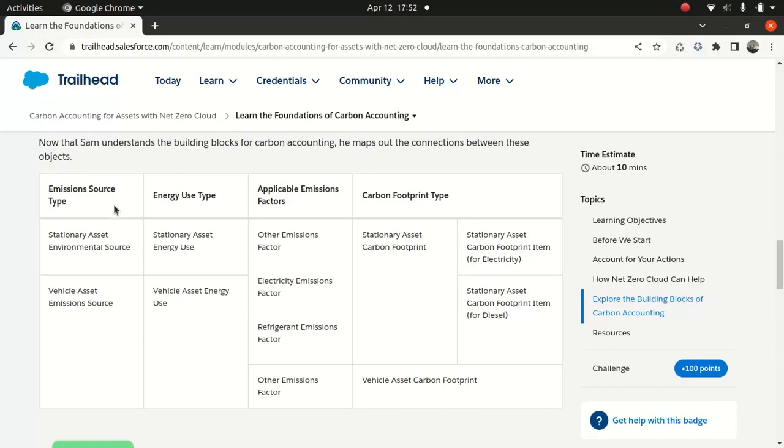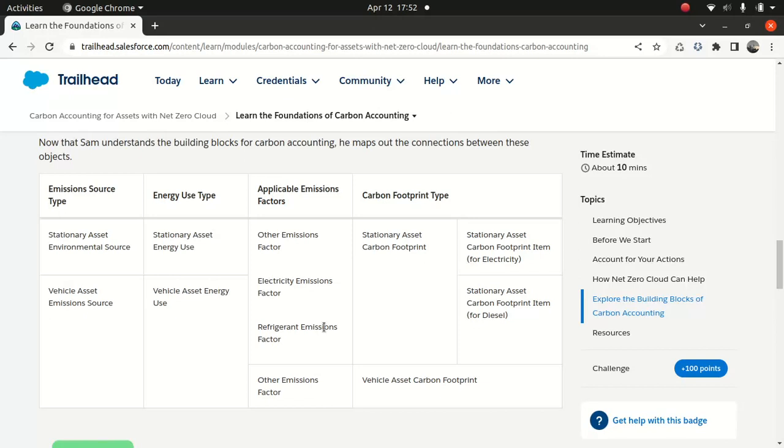is something you can look at. Emission source. There are two kinds you mentioned. He means Sam, example as part of Trailhead. Stationary asset, vehicle asset, energy type, carbon footprint, right? These are the things you have to remember. Emission source, energy use type, carbon footprint type. Three things, keep that in mind, right? Because we will be using this a lot in our upcoming episode.